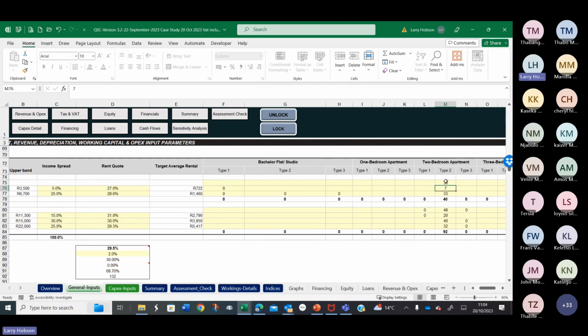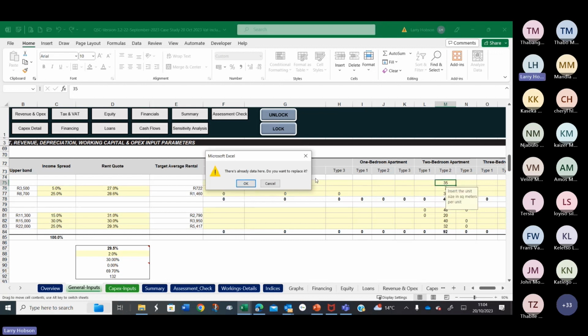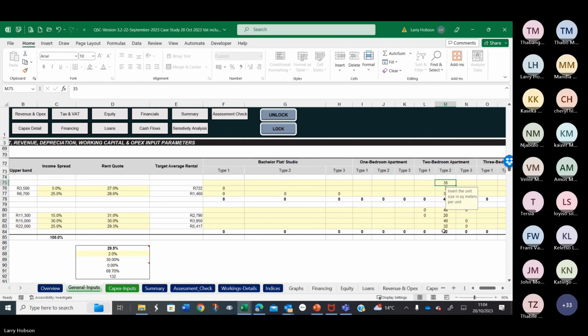I'm keeping this dead simple. I'm just entering them as type 2, two bedrooms, but we could have a variety of these. For the purposes of the case study, we're keeping it simple. So it's 35 square meters.